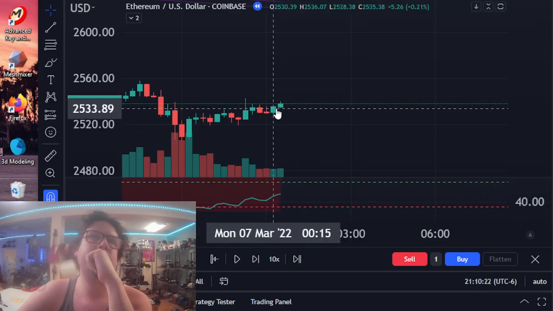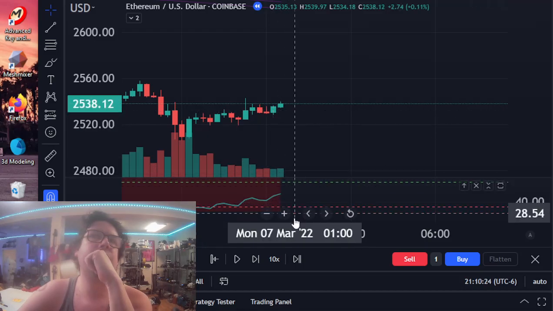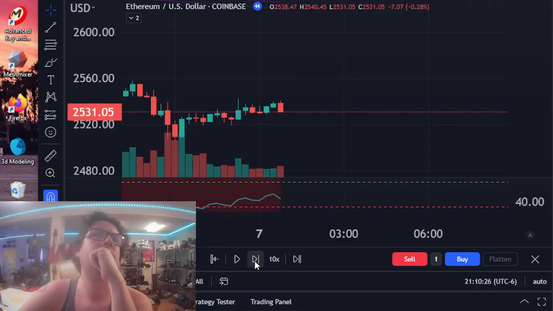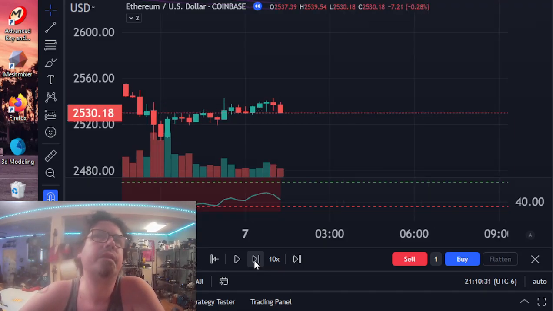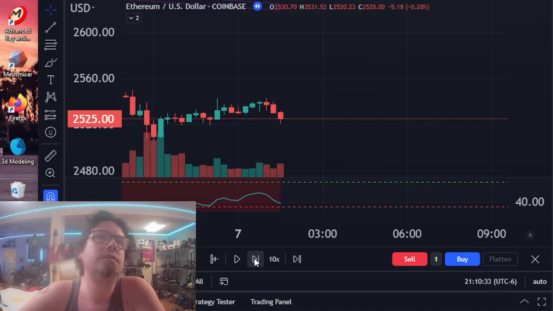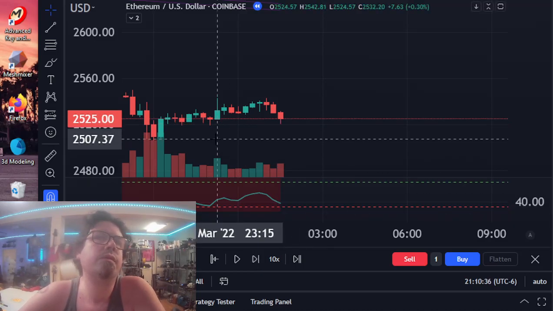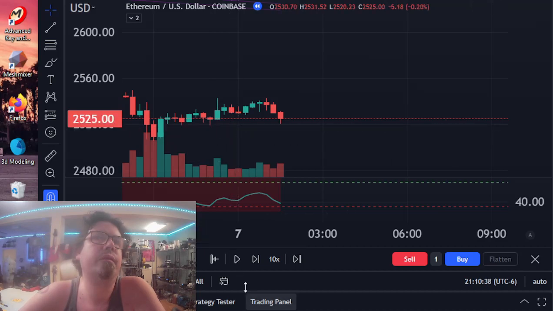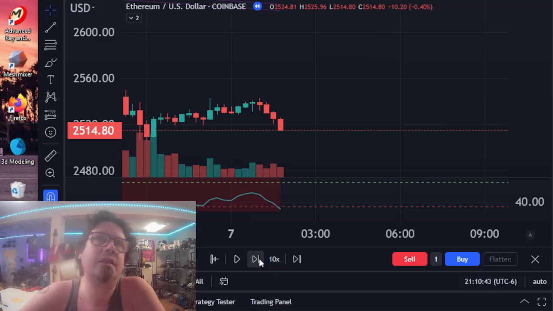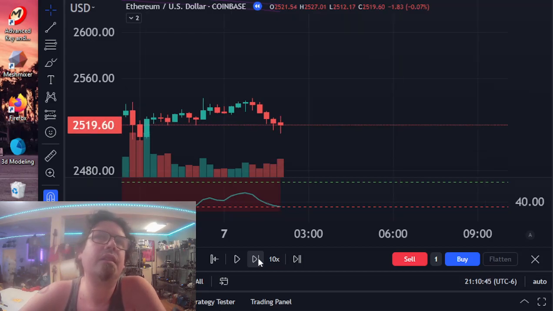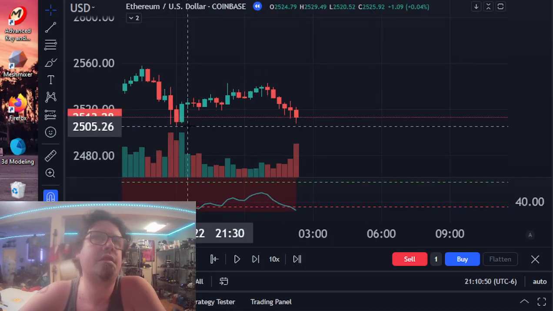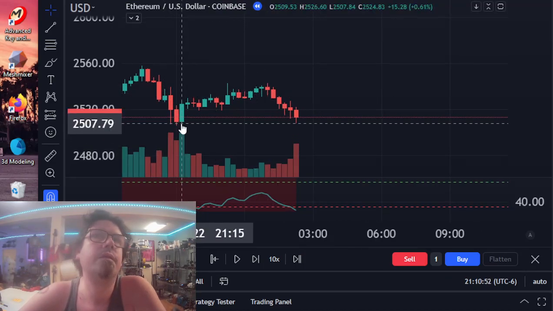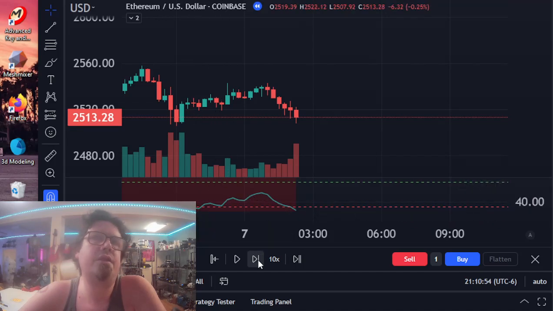Smaller candle, larger volume. We got the same thing here. Be interesting if it went long, but it didn't. Alright. Not really a divergence there.